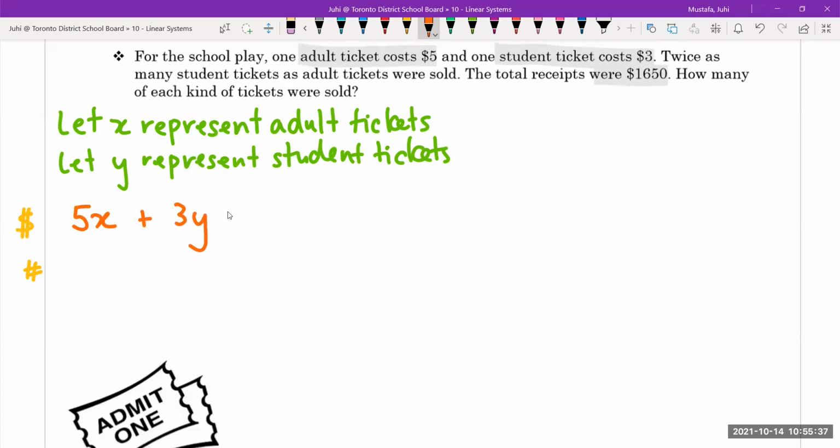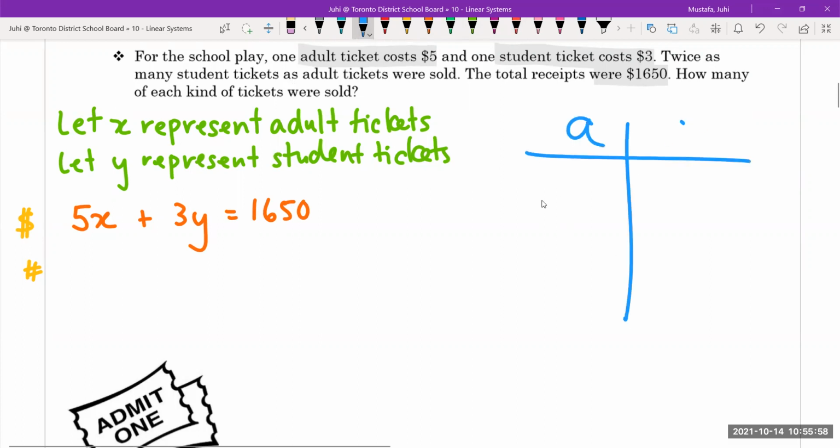Yep, 5x plus 3y equals 1,650. Okay, the number one, you're gonna have to think about a little bit. It says twice as many student tickets as adult tickets were sold, twice as many. It's a little bit counterintuitive. Let's just take a look at what this part is asking.